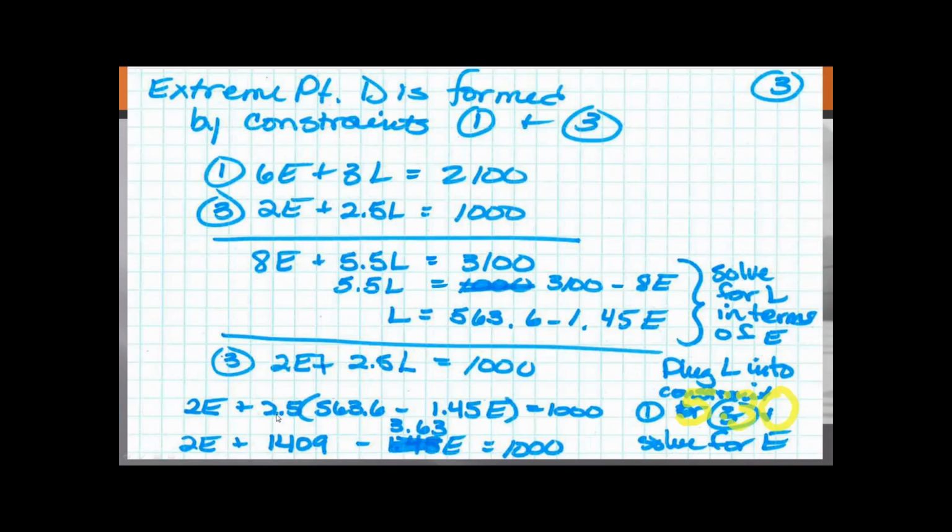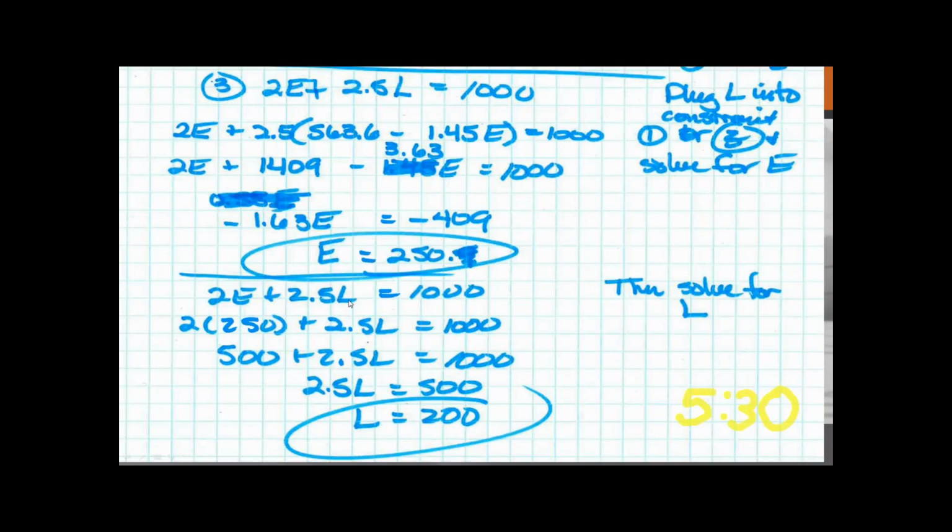So the 2E plus 2.5, and then I found up here L is this long expression. I plugged that long expression into L, and I solved for E. You can see I had an error here. I forgot to put 2.5, but I fixed it. I make math errors too, which is why I like computers. Okay, I solved for E, and here it is. I think I got 250.9, but for the purpose of this, I rounded to 250.